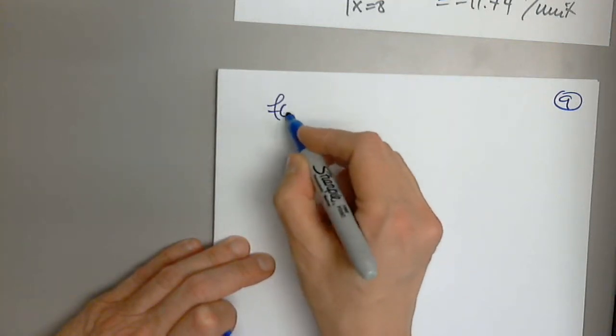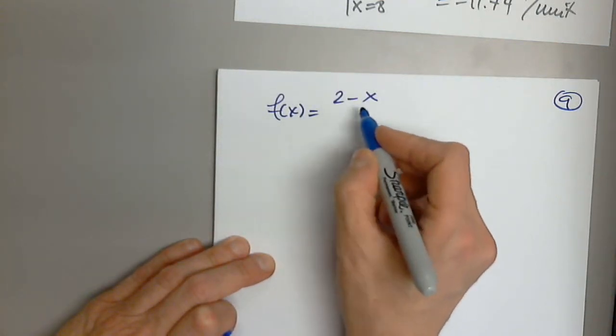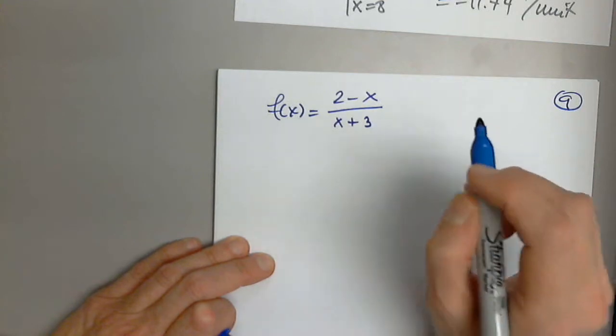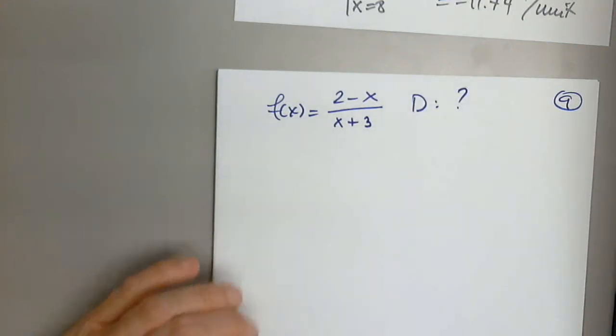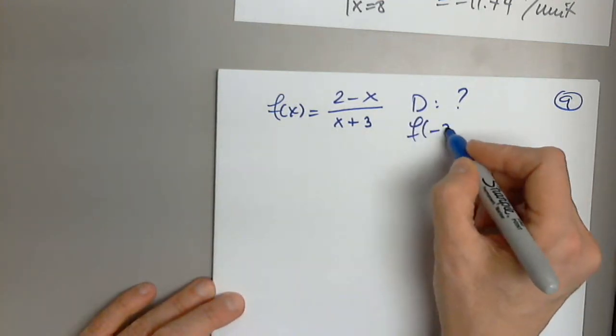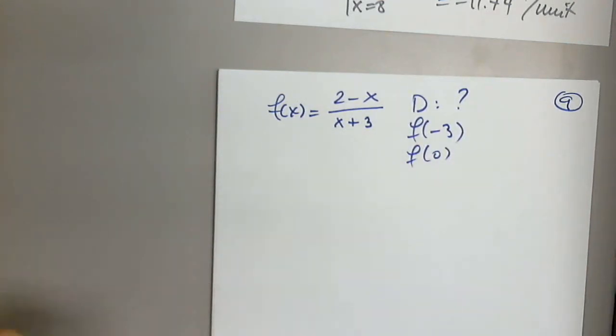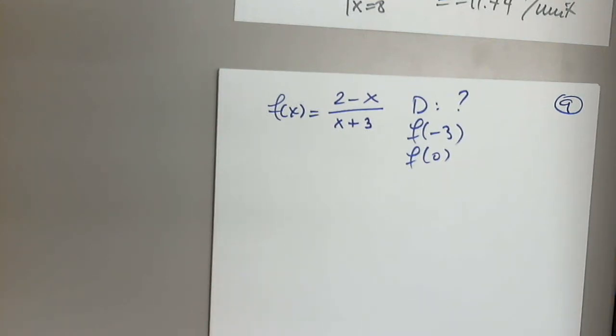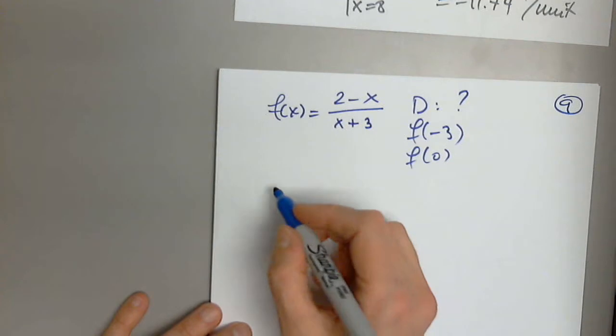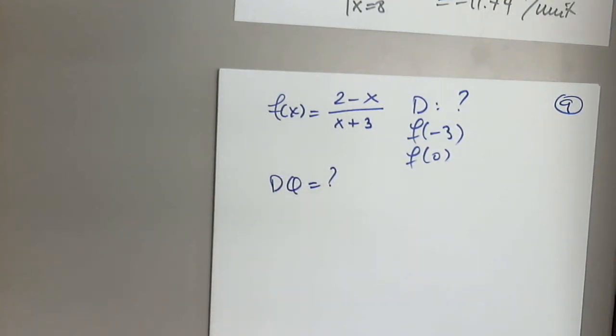And here we have f of x equals 2 minus x over x plus 3. Find the domain. Find f of negative 3, f of 0. Oh, yes, of course. I'm sorry. Thank you. And find the difference quotient. So we're given this function. We're asked to find the domain, the value of the function at negative 3, the value of the function at 0, and the difference quotient.